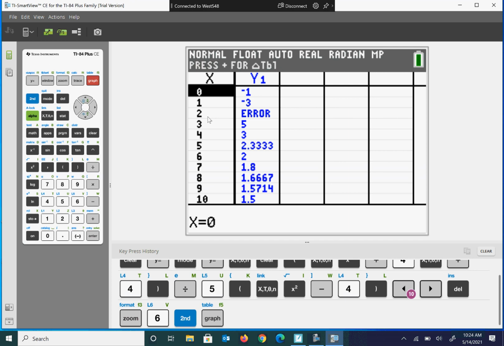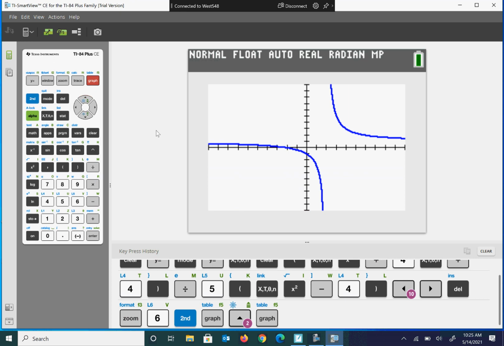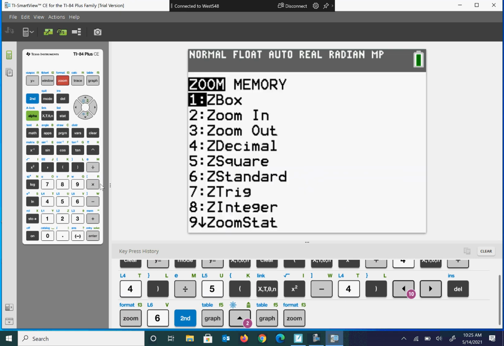So at 2 you have an error. That's your vertical asymptote. And if I go up a little bit, the -2 is also an error. But at -2 and +2, at +2 you have this asymptote here. But at -2, that's an error as well. That tells you there's a hole, but there's not an asymptote there. So an asymptote will show up, if it was on a graph, as an error when you went to the table.